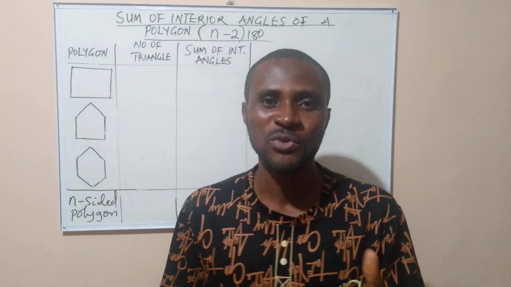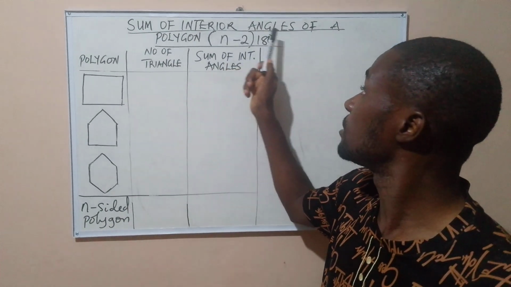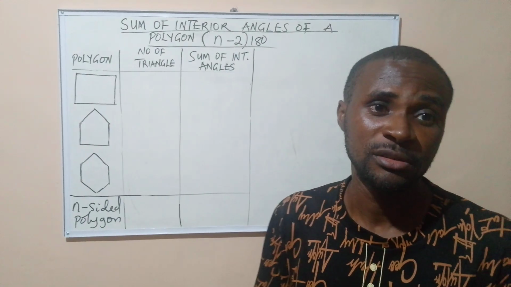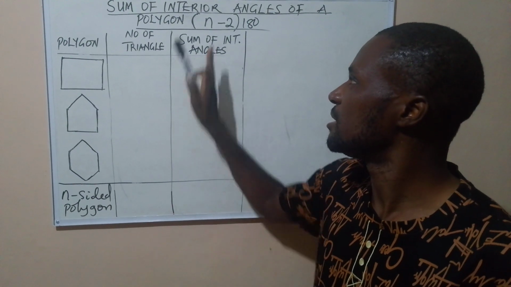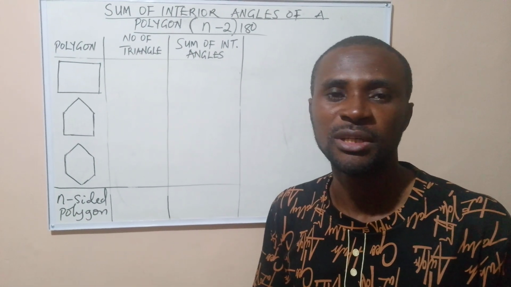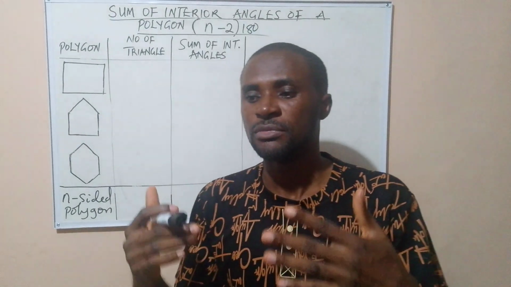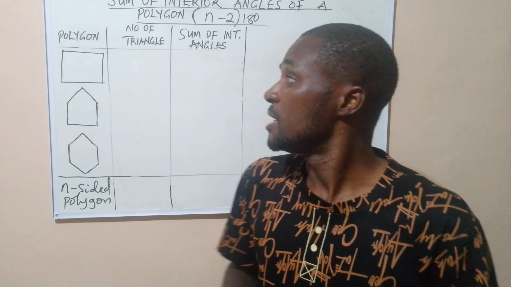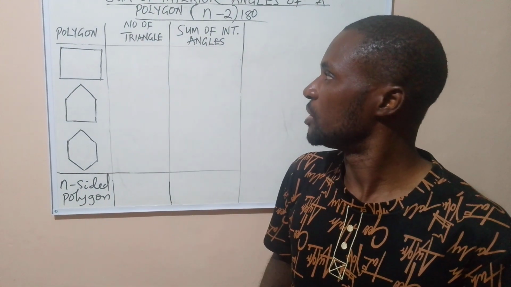In today's class, we simply look at how we got the sum of interior angles of a polygon to be n minus 2 times 180. Here n simply is the number of sides of a polygon. Now a polygon is any plane figure having 3 or more sides. Here on the board you see examples of polygons.